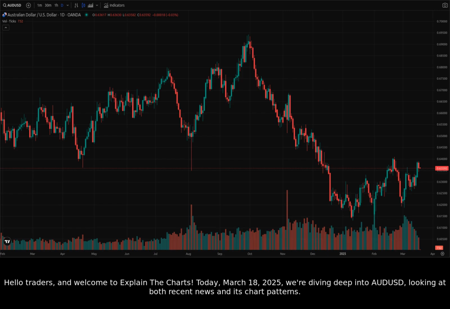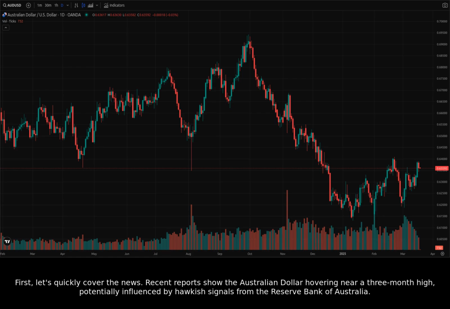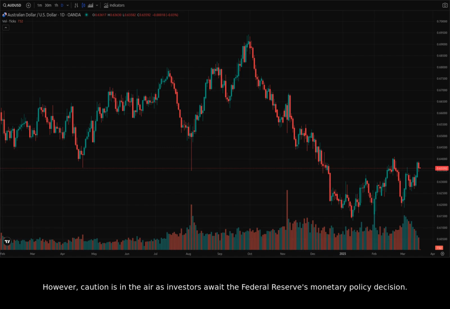Today, March 18th, 2025, we're diving deep into AUDUSD, looking at both recent news and its chart patterns. First, let's quickly cover the news. Recent reports show the Australian dollar hovering near a three-month high, potentially influenced by hawkish signals from the Reserve Bank of Australia. However, caution is in the air as investors await the Federal Reserve's monetary policy decision.